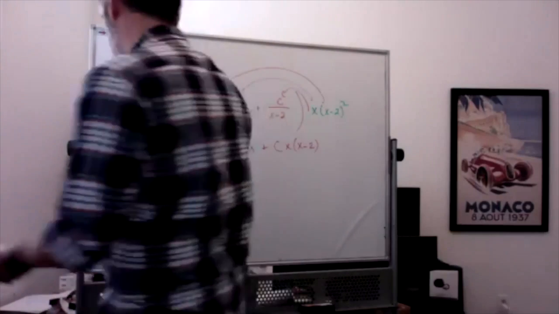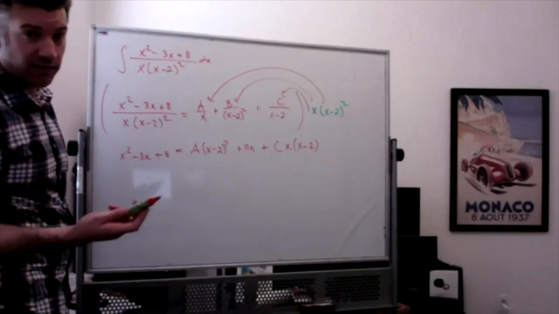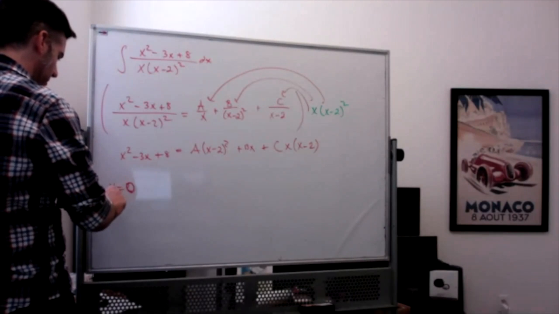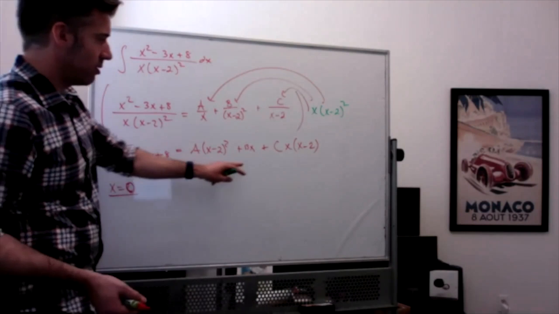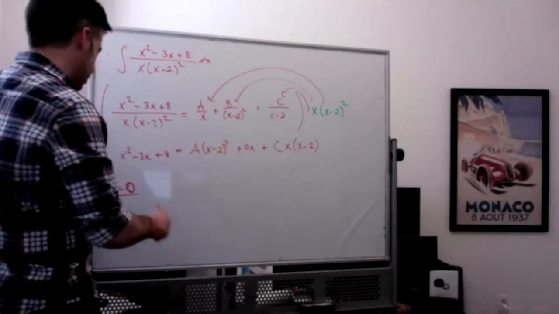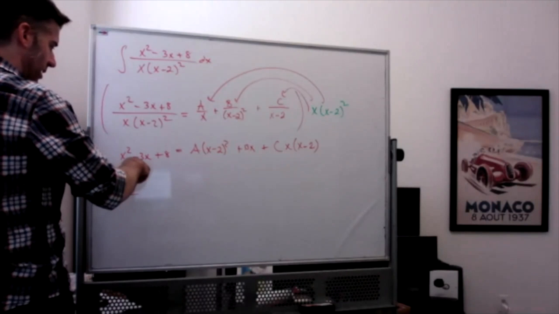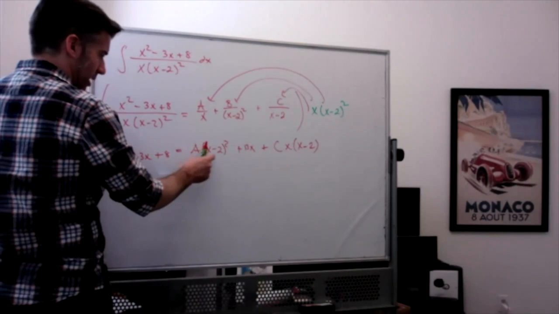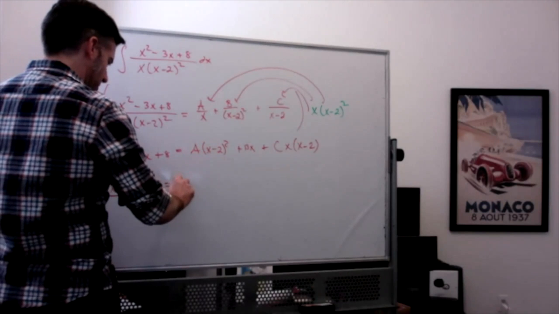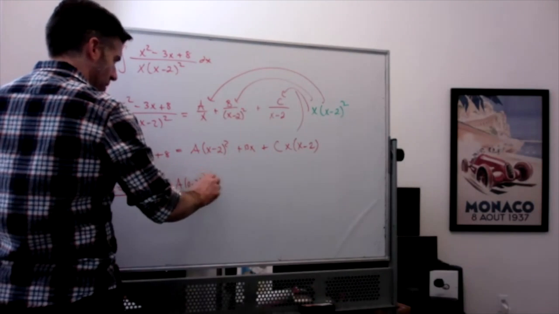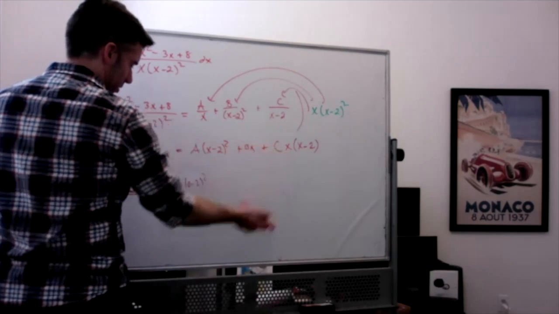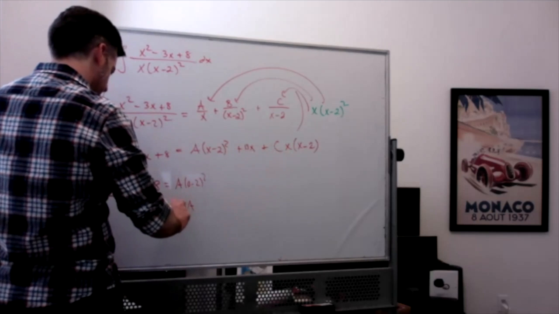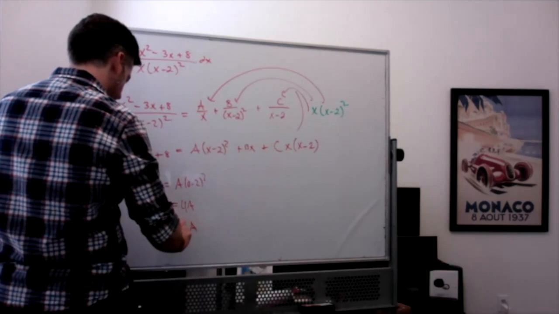And then, if we're going to do it the most efficient way, we start picking convenient values. One convenient value of x is x equal to 0, because it makes most of these terms 0. Plugging in 0 for x, we get 0 minus 0 plus 8 equal to a times negative 2 squared plus b times 0 plus c times 0. So I end up getting a times 4 equals 8. So a equals 2. Great.